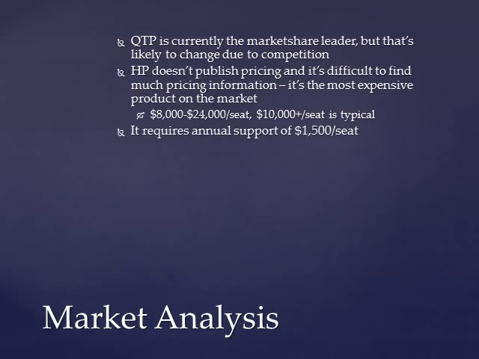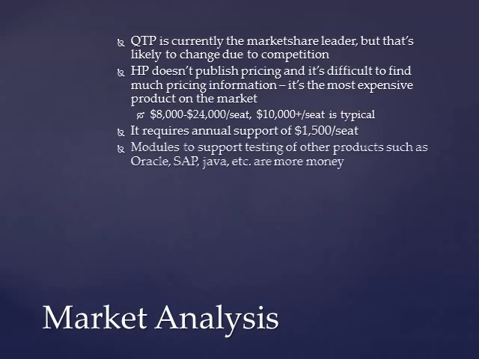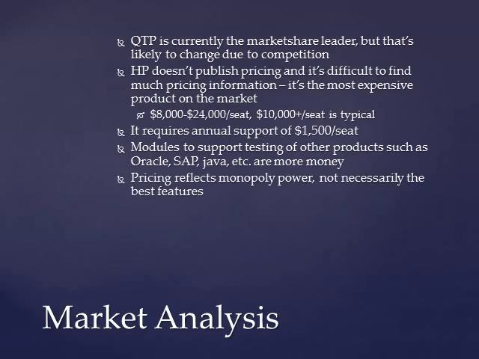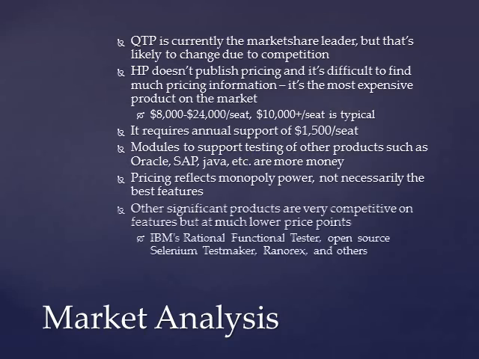Modules to support testing of various products, such as Oracle, SAP, Java, are even more money. This pricing seems to reflect monopoly power, not necessarily that it's the best features or the most capable product. Other significant products are very competitive on features, but at a much lower price point. Examples of this are IBM's Rational Functional Tester, the open source Selenium Test Maker, Ranorex, and other products. It's also important to note that Microsoft is introducing its own testing framework that could have a significant impact on the market in the future.